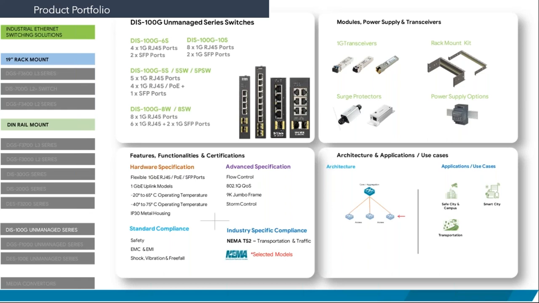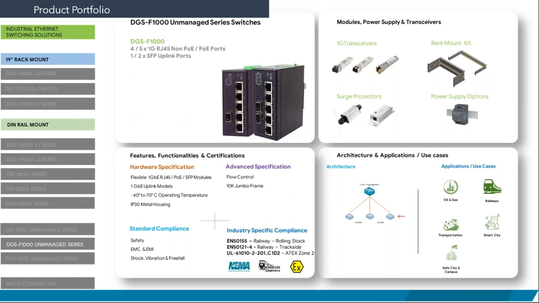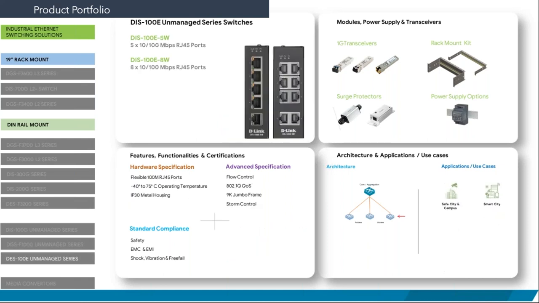Otherwise, we always recommend going with managed switches, so I have better control over network performance and network monitoring from a centralized network administrator. This is also one of the DGS-F1000 unmanaged switches, which comes with 4-port or 5-port PoE and non-PoE options with 1 or 2 uplink SFP ports, similar to the DIS-100. This is also an unmanaged 10/100 switch.